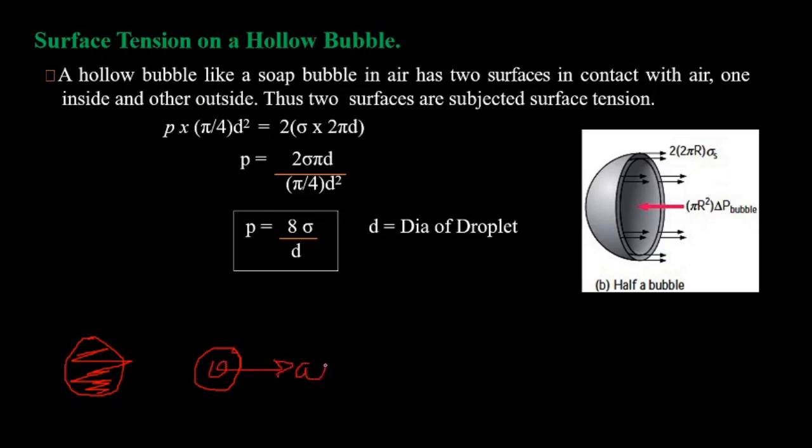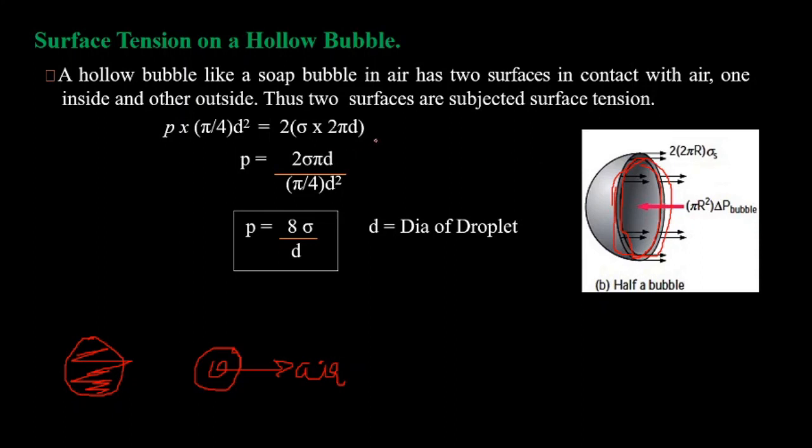Inside it will be air, correct? So the hollow bubble, like a soap bubble in air, has two surfaces in contact with air. One is the inside circumference, which is in contact with the inner air of the bubble, and the outside circumference will be in contact with the environment air.